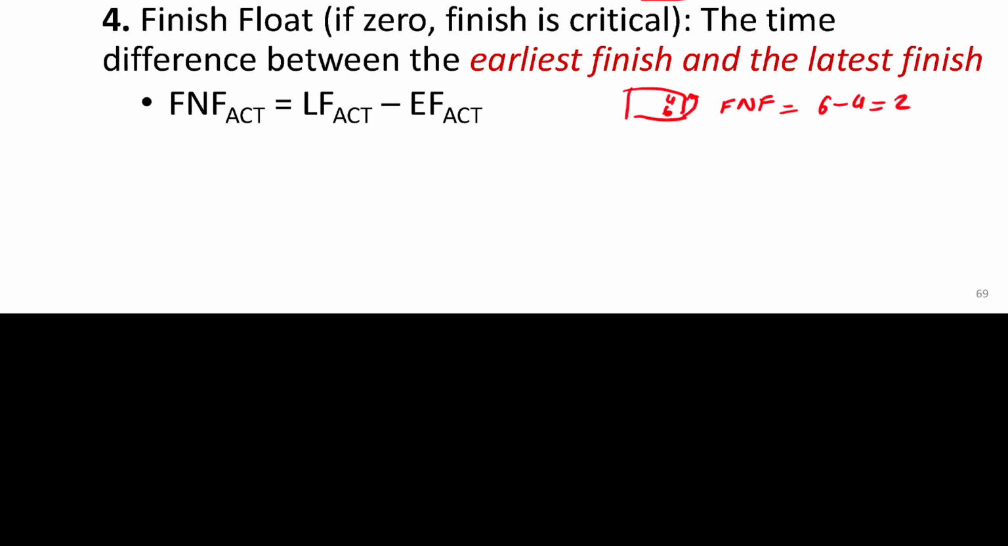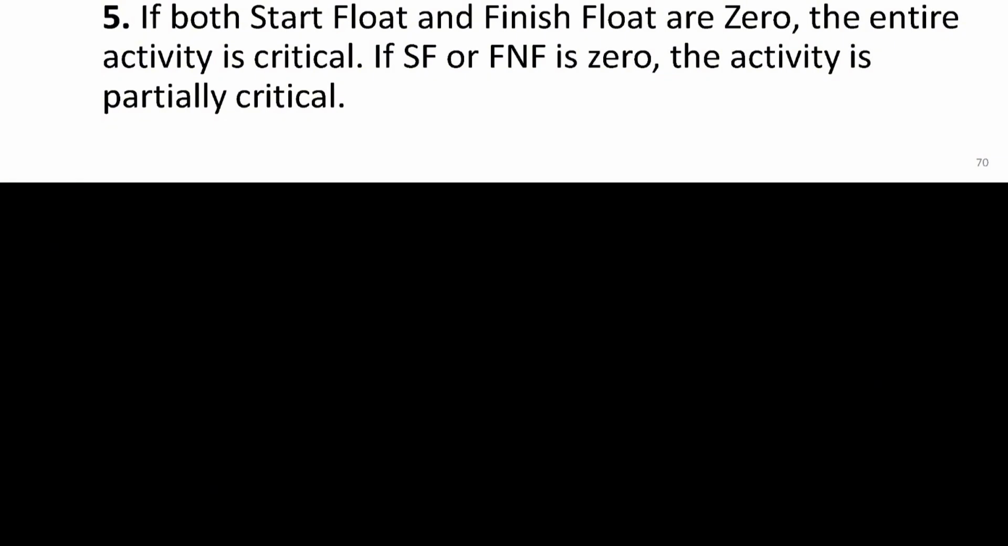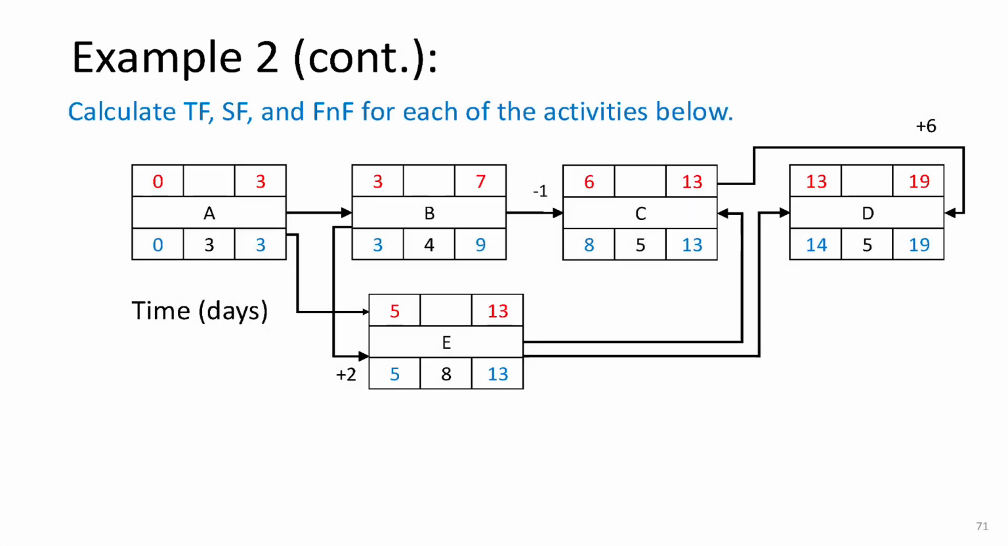If both the start float and the finish float are 0, then the entire activity is critical. However, if only one of them, either the start float or the finish float, is 0, the activity is considered partially critical. Alright, let's go back to example 2, which we did in the previous videos.